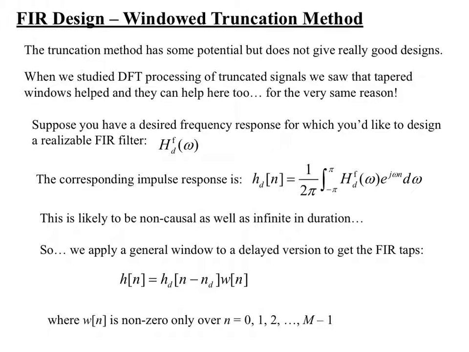We'll now try to improve upon this. And we will now do a windowed truncation method. And so we've just illustrated that the truncation method has a little bit going for it, but it doesn't really give us very good designs. And then we think back to when we studied DFT processing in the previous unit, and we saw that when we truncated signals and then tried to compute DFTs of them, we saw some issues with side lobes of the window function, causing some problems from the rectangular window function.